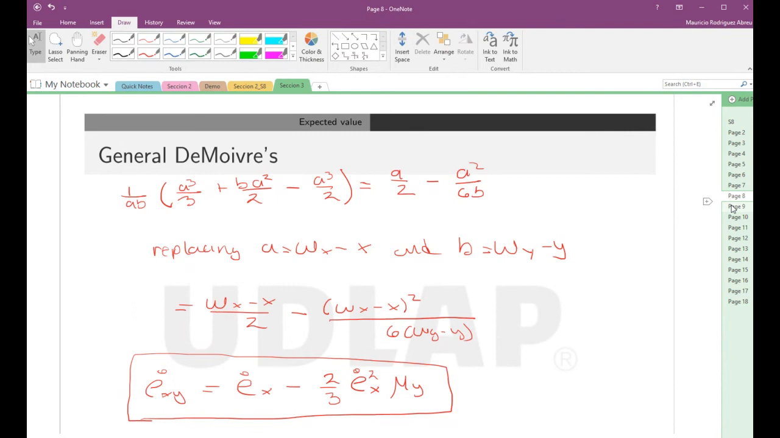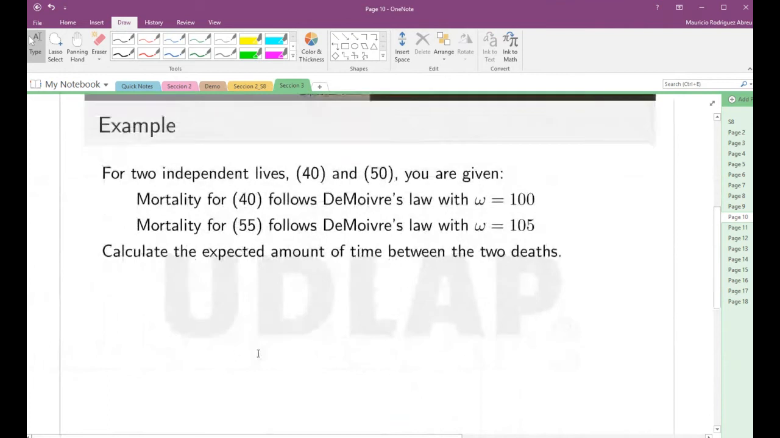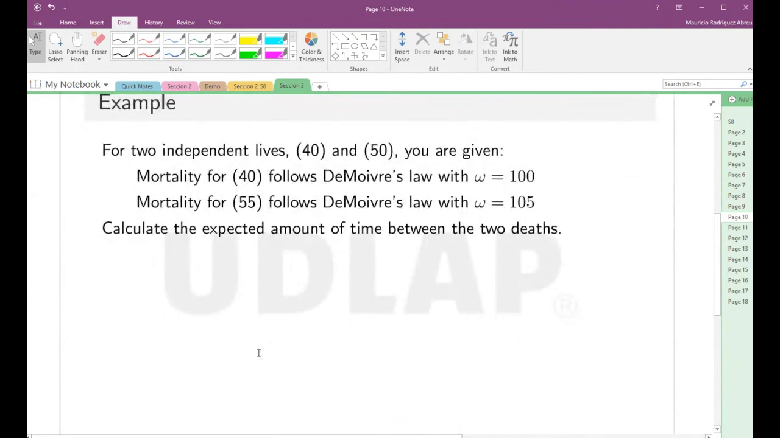Okay, so let's see how this actually works when we have one example where these distances are not the same. This is actually pretty similar to the previous one, but now instead of having 115, we have 105. So of course, this is going to change the way that we do it. Now I am getting creative in what I am asking for. I am not asking you for the life expectancy for the last of the two deaths. I am asking for the expected amount of time between the two deaths.